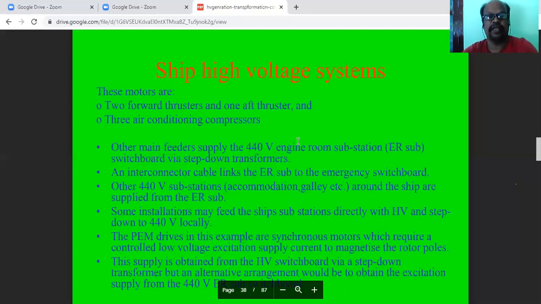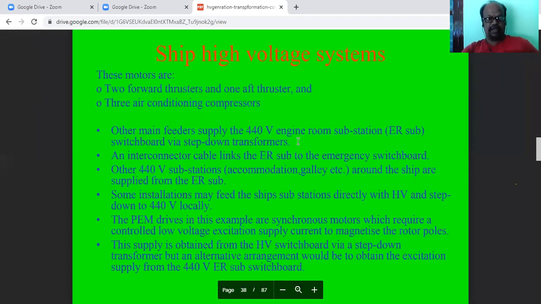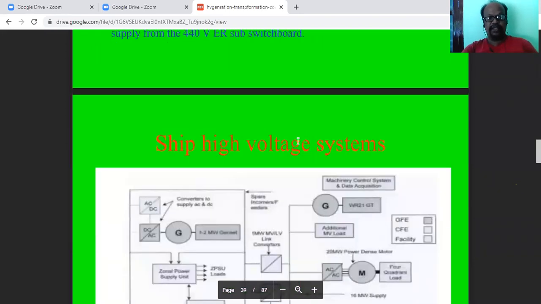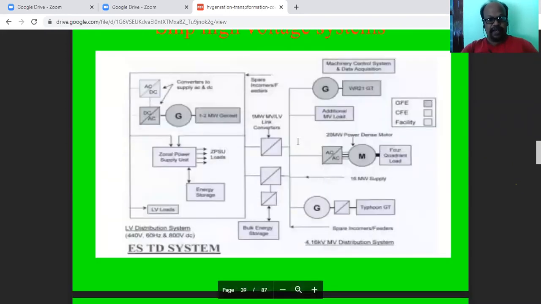This will produce an enormous amount of heat. If you do not properly take away this heat, there will be a huge problem in the life cycle of the component. For that purpose only, we are using air conditioning compressors. So this is a high voltage arrangement. Of course, we have already discussed 440 volts, and this is another one.